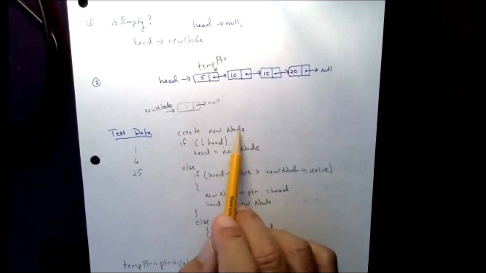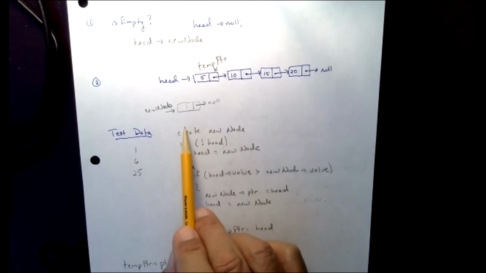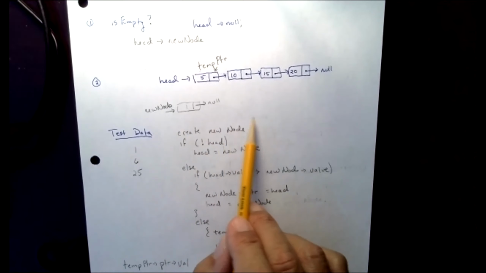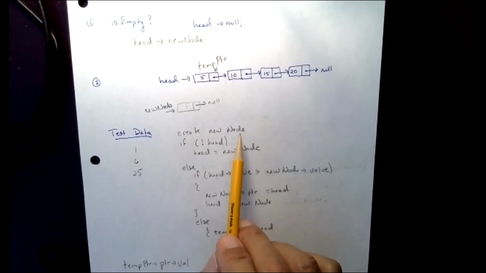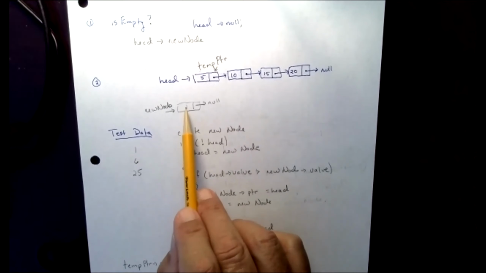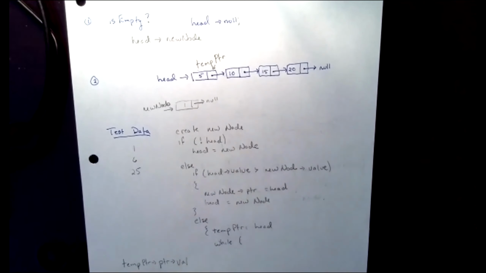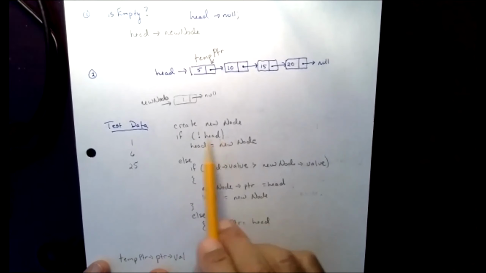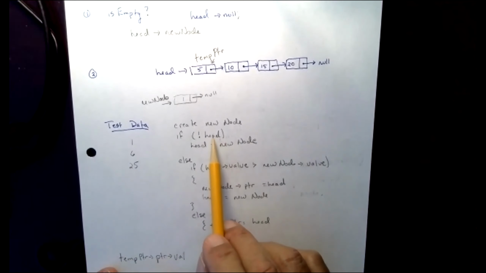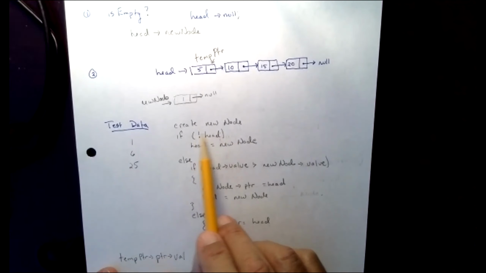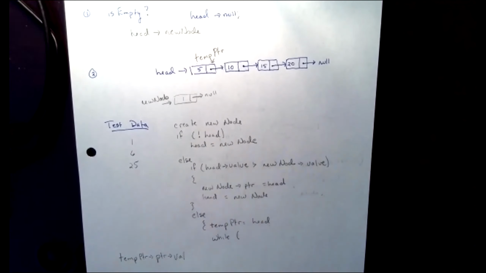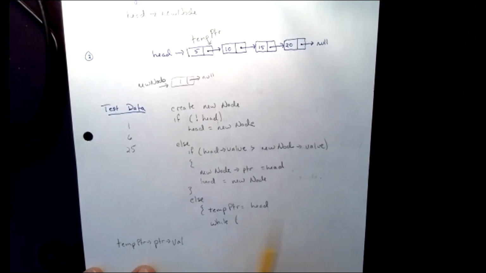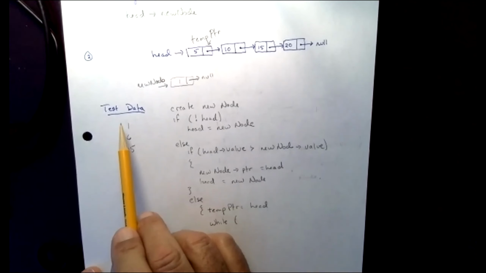I created my new node. My function insert is going to be bringing a value in. So when I create the new node, I'm going to have to put that value in here as well as point to null. So if it is in fact empty, and we said if head points to null, that's false, then none of that is true. I can let head equal new node and I'm done. First case out.